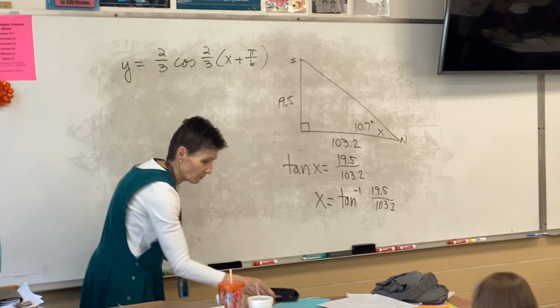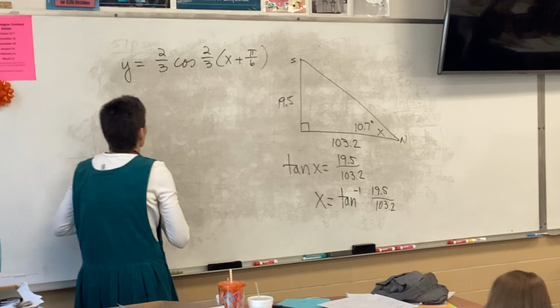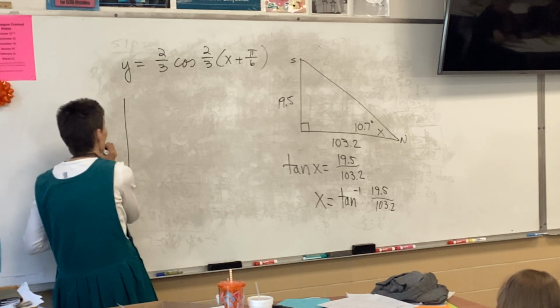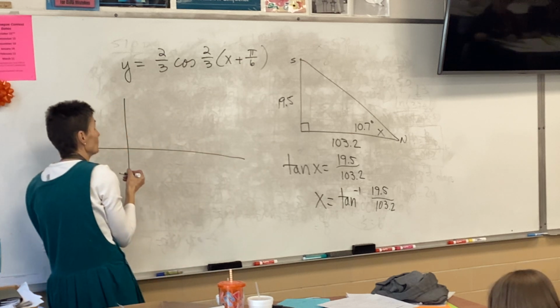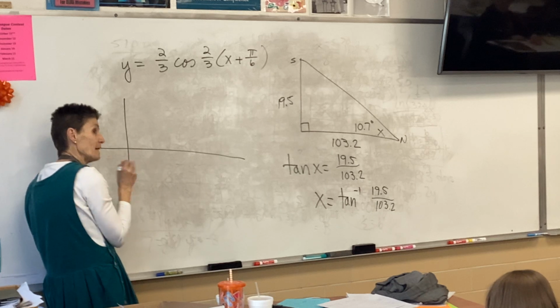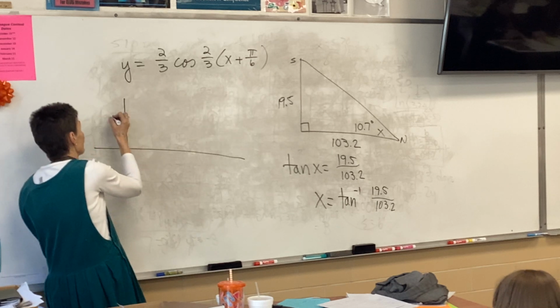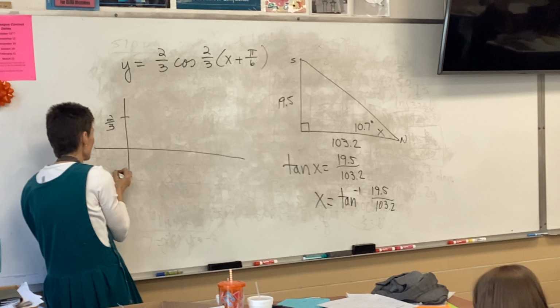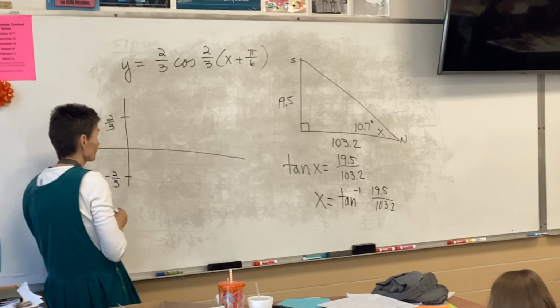So, what do we remember? Negative 1 and 1. Well, it would be negative 1 and 1, but there's a 2/3 included. Okay, so that's going to be my amplitude.